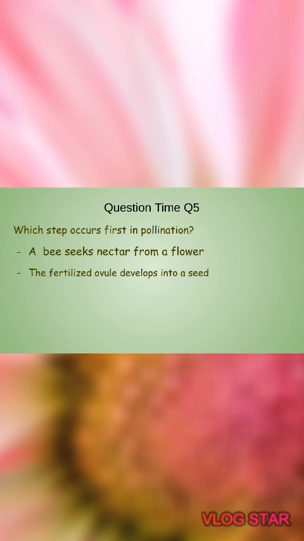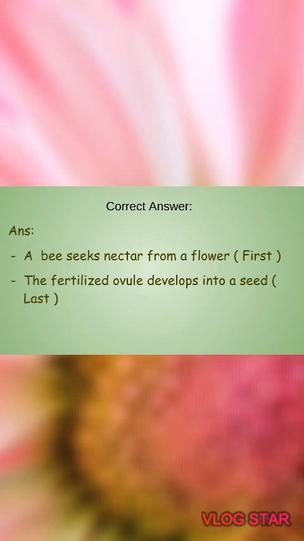Last and final question. Which step occurs first in pollination? A. A bee seeks nectar from a flower, or B. the fertilized ovule develops into a seed. The correct answer is a bee seeks nectar from a flower is the first step, and the last step is the fertilized ovule develops into a seed.